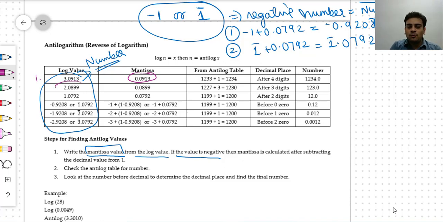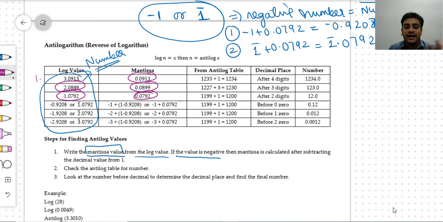In the second example, it is 0.0899. I am repeating again, if your log value is positive, the value after the decimal is your mantissa value. In the third example, it is 0.079. Clear? But now the difficulty arises when we have a negative log value.